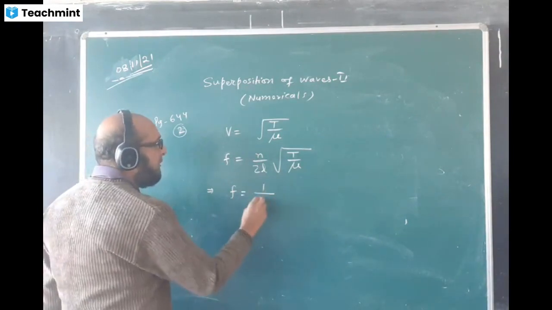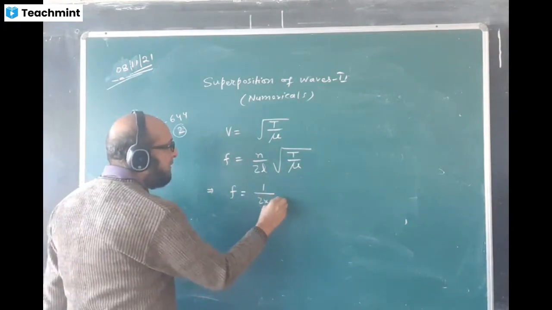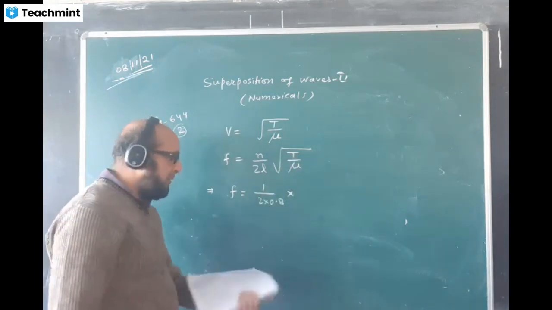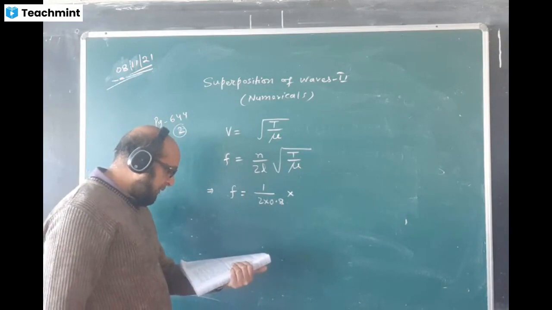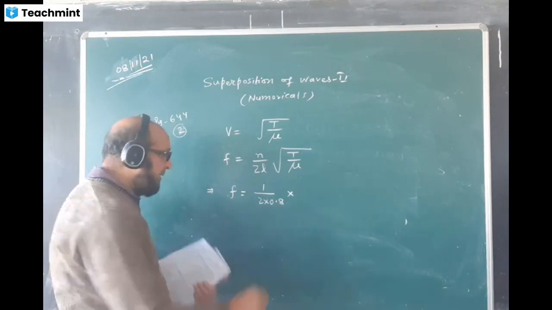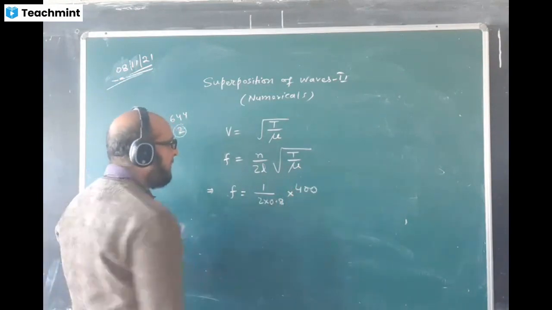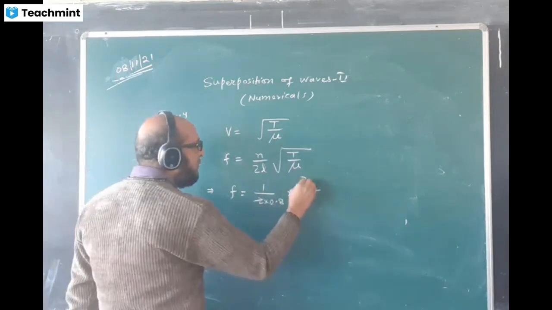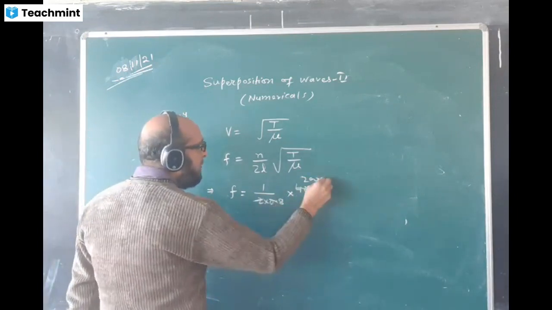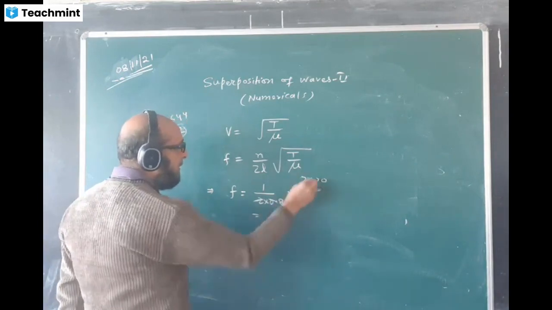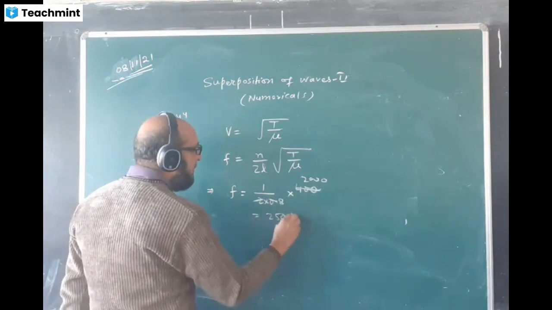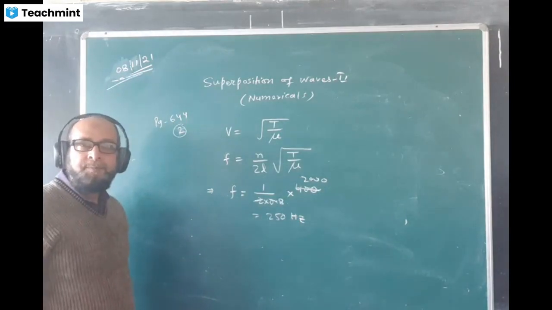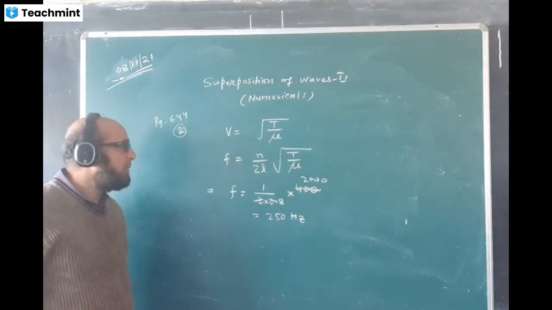Fundamental is 1, n value is 1. 2, length is 0.8. Root T by mu, the value we already found. That is the value of velocity, which we already calculated before. It is 400. Now get the answer. 2 into 0.8 is 1.6, and 400 divided by 1.6 will be 250. 250 hertz. This is the answer.